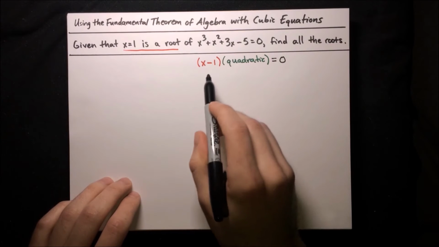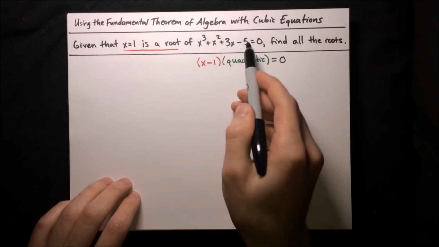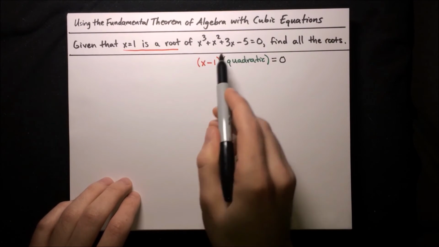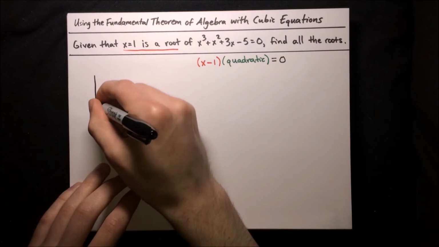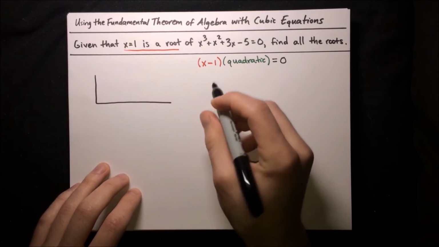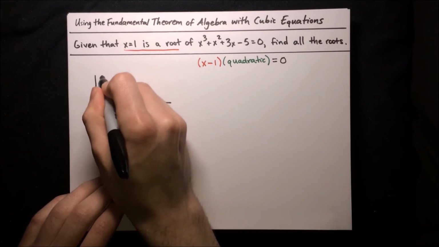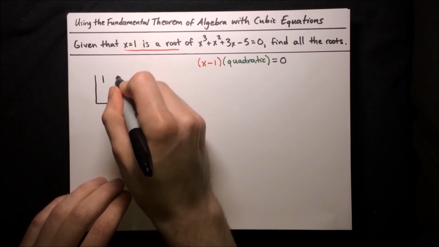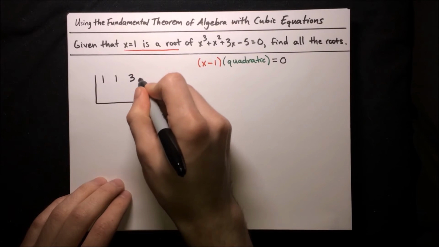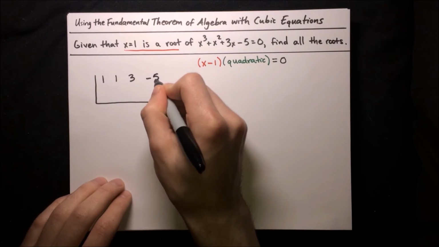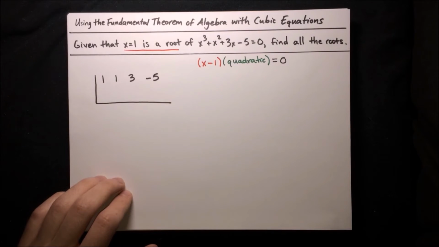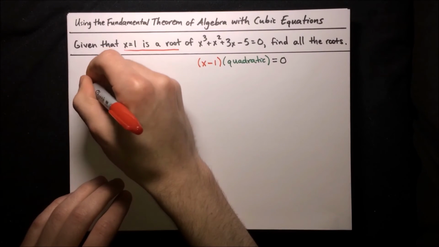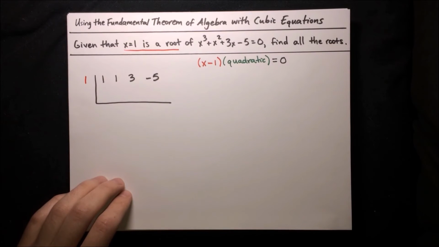Okay, so how do we find the quadratic factor? Well, we can just divide this polynomial here by the root x minus 1. So why don't we do that? We'll set up a synthetic division. We'll put the coefficients of that polynomial, 1 for x cubed, 1 for x squared, 3x, and then minus 5 at the end, and then we'll take that x equals 1 is a root, so we put 1 up here, and we can go ahead and divide.